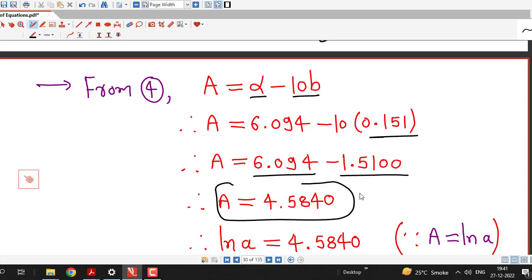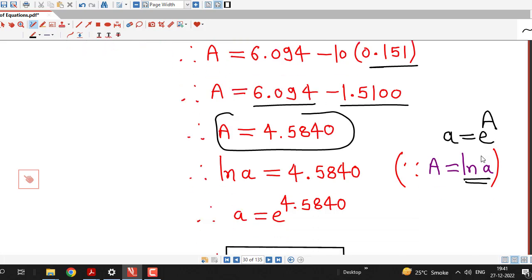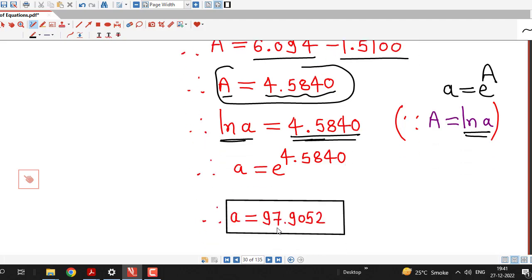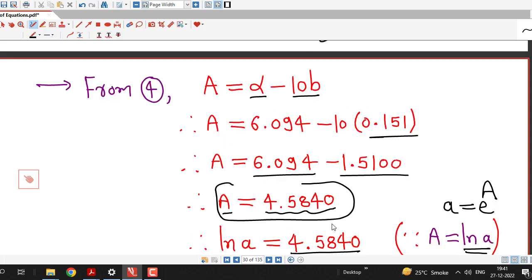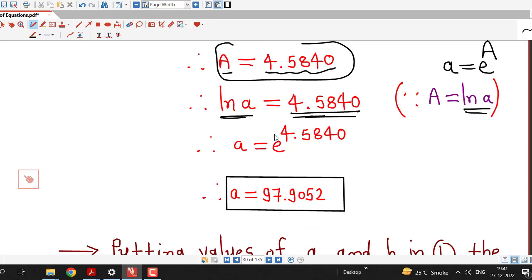4.5840. Now capital A is log a, so from this I can write small a equal to e to the power capital A, and capital A is 4.5840. So here I have written capital A equal to ln a, and therefore a equal to e raised to 4.5840. That turns out to be 97.9052. So now we have values of small a and small b which we require in equation number 1.